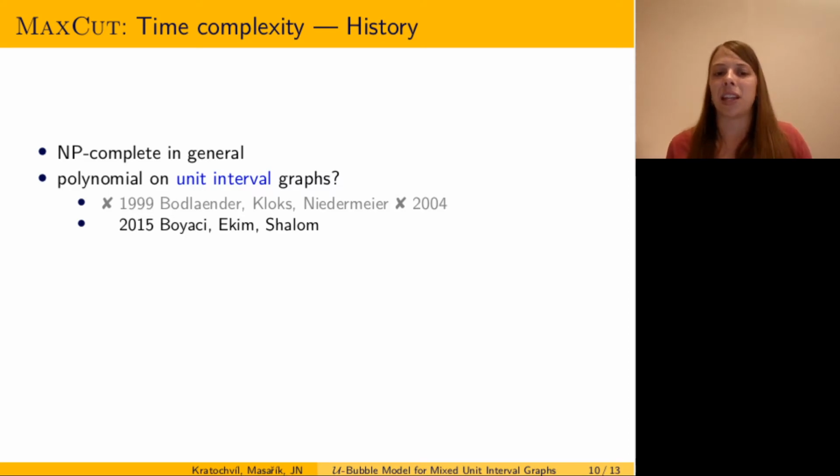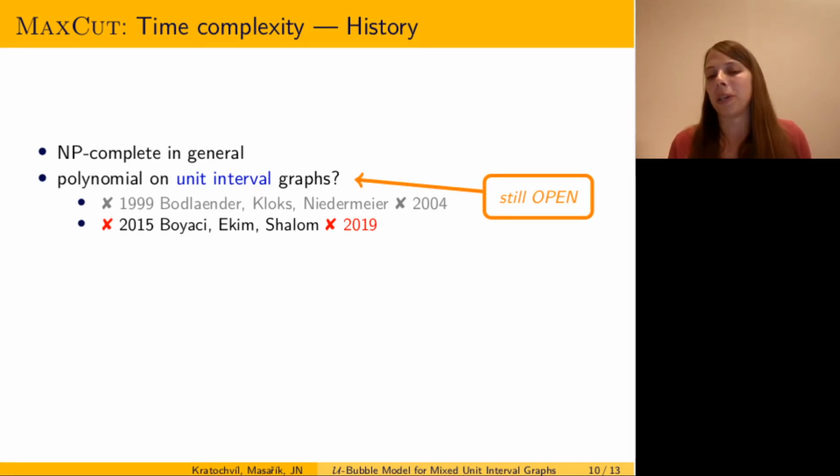Unfortunately, we claim that this algorithm is also incorrect, and you can find the explanation in our paper. And also our effort to find another polynomial time algorithm ended with no success. So the message is that the question whether the MaxCut problem is polynomial time solvable or NP-hard in unit interval graphs is still open.